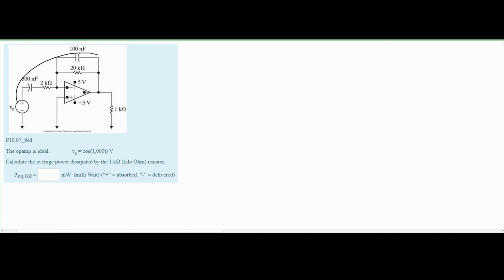In this problem, we are given the following op amp right here. We are also told that it is ideal. We are then given our V of G right here as well, and we need to calculate the average power dissipated by the 1 kilo ohm resistor. We can see that our 1 kilo ohm resistor is right here, so it's going to be associated with our V0 value, and this is the voltage that is going to come out of our op amp.